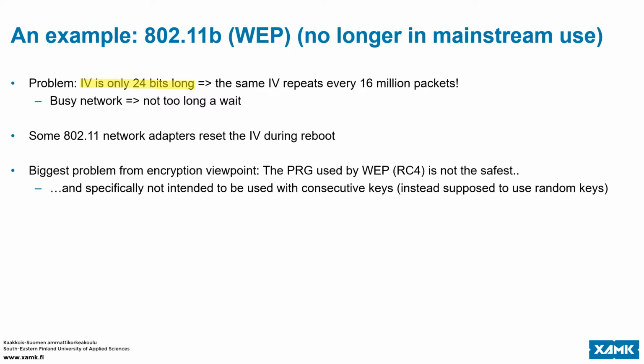Some 802.11 capable network adapters actually reset the initialization vector during reboots, so they started counting from 1 very, very often, which meant that you didn't actually have to wait for 16 million packets to pass. The biggest problem from an encryption viewpoint was that the random number generator used by WEP, called RC4 or ARC4, was not the safest, and it was specifically not intended to be used with consecutive keys. It was instead supposed to be used with random keys only.